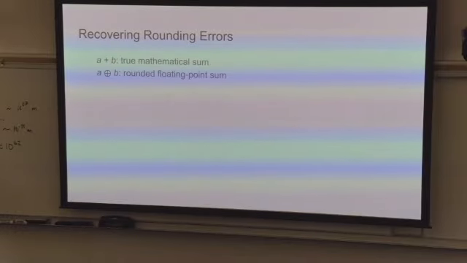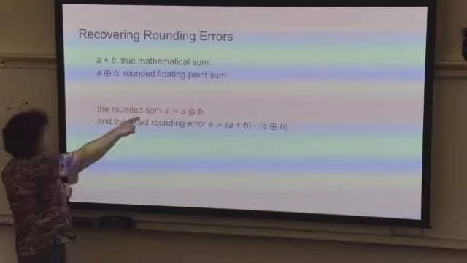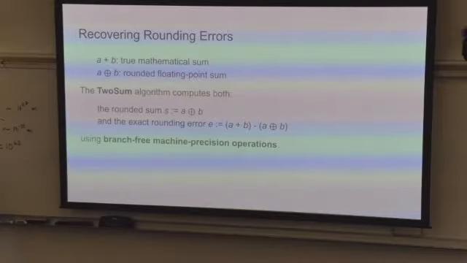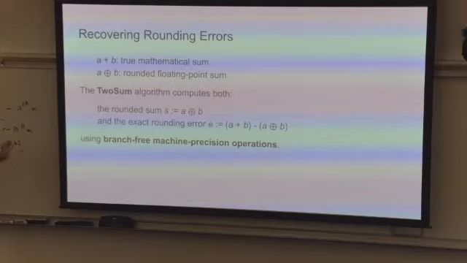Well, thankfully, there actually is this really ingenious way to calculate the rounded sum and the rounding error both in one go. It's called the two-sum algorithm, and it was discovered by Don Knuth and Ole Muller in the 1960s. It's been known for a surprisingly long time. And it does this miraculously without using a single branch. It just uses branch-free machine precision operations. Let me show you how it works.